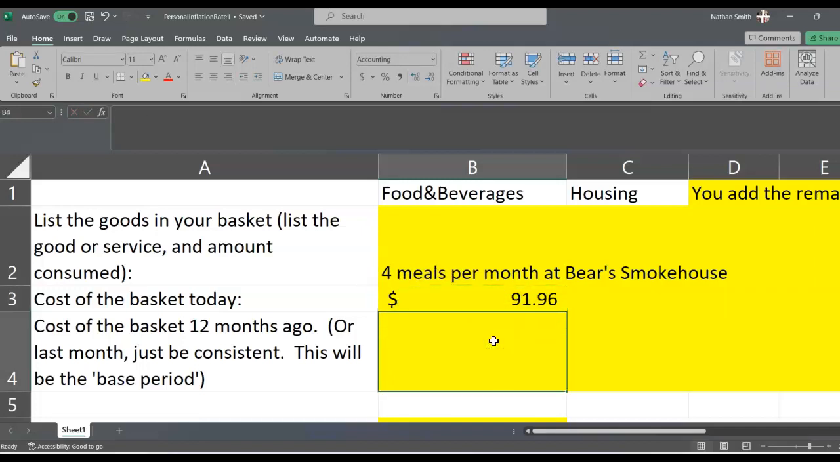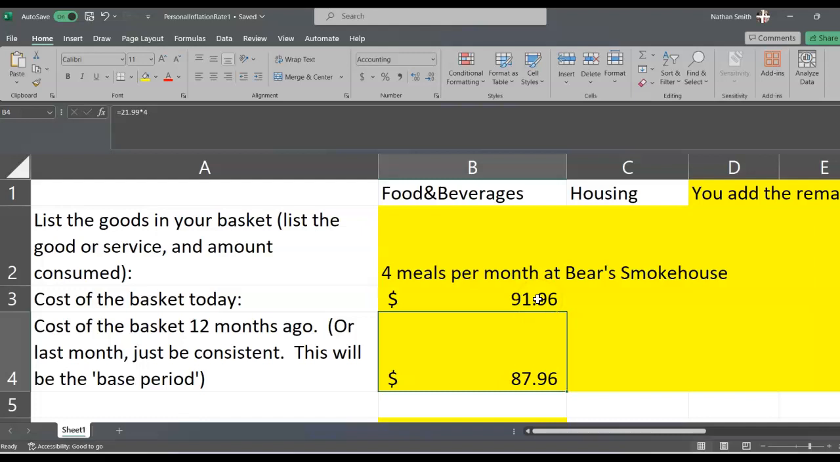Okay. Now we want to compare that to the cost of that same quantity of meals 12 months ago. Now you don't have to overthink this. I'm going to guesstimate that I'm pretty sure the 3 meat special was something like $21.99 12 months ago. So I'm going to say the cost is $21.99 per meal instead of $22.99, and I'm going to multiply that by 4. So literally 12 months prior, the same basket, the same food item cost less by that amount.